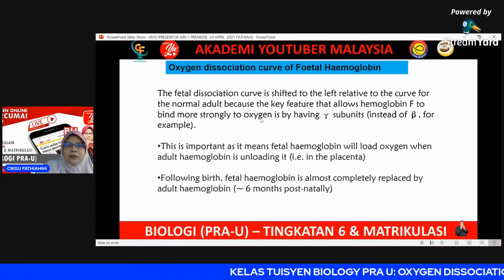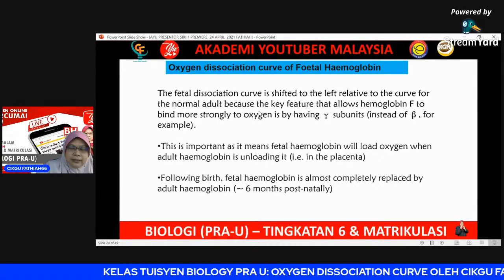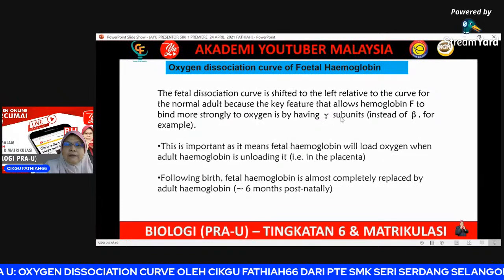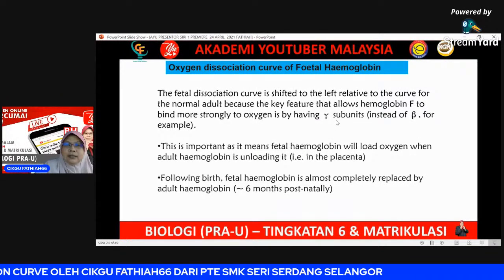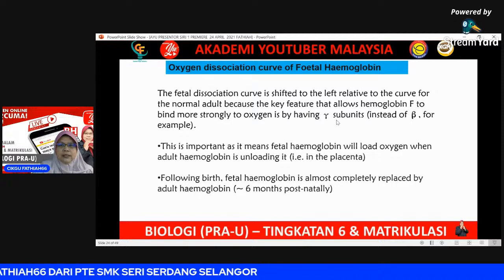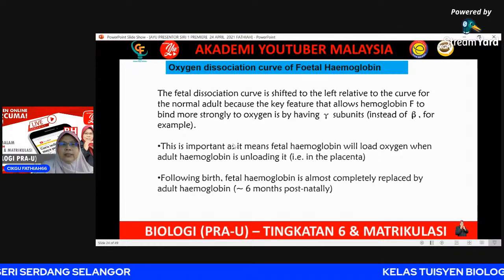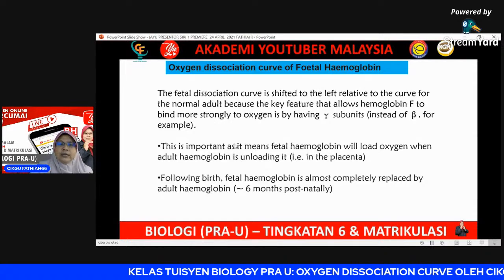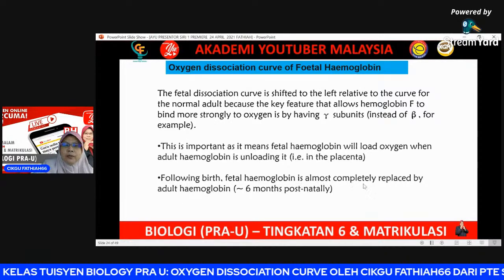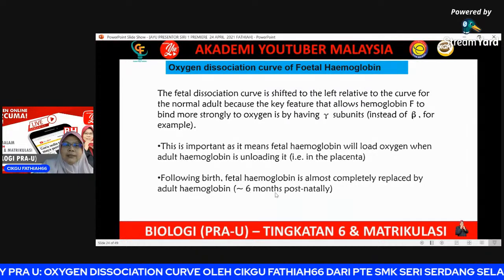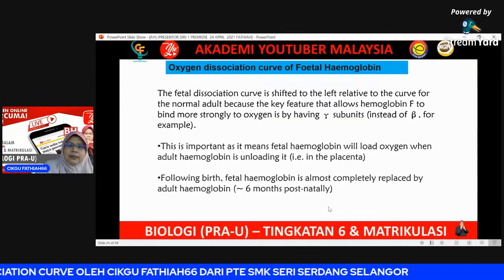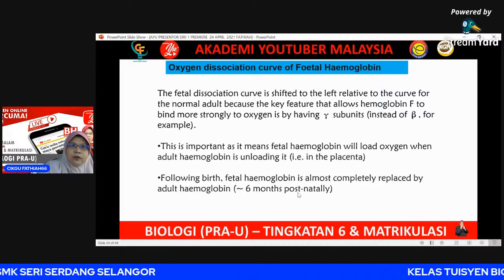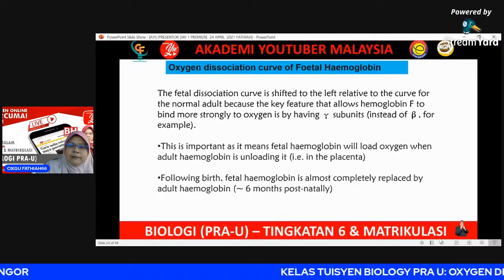Okay, why? Fetal hemoglobin has higher affinity toward oxygen compared to the maternal because of what we call the alpha subunit. The alpha subunit has higher affinity toward oxygen than the beta subunit. It is important as it means fetal hemoglobin will load oxygen when adult or mother hemoglobin is unloading. Following birth, fetal hemoglobin is almost completely replaced by adult hemoglobin within almost 6 months. After birth, at 6 months, the baby will form the adult hemoglobin.